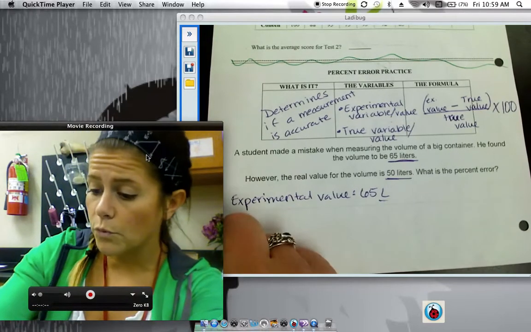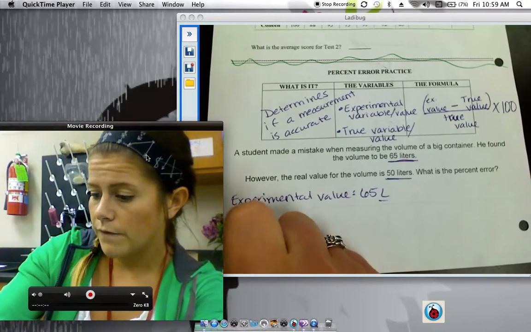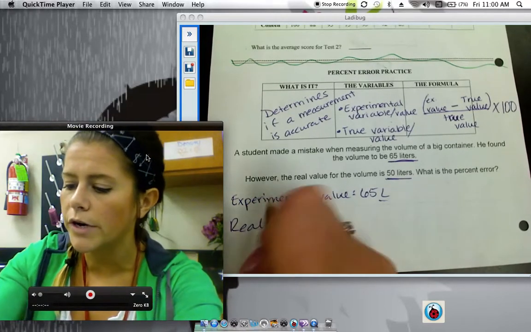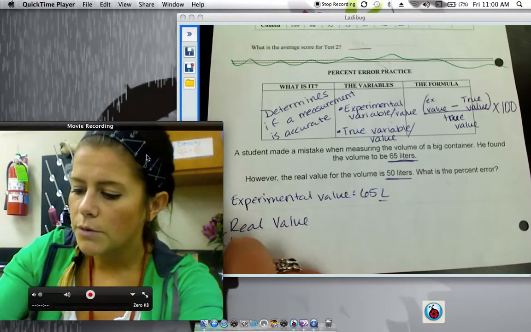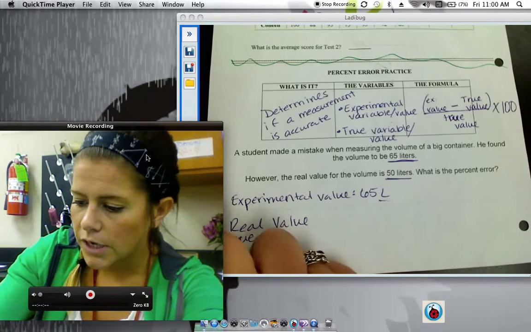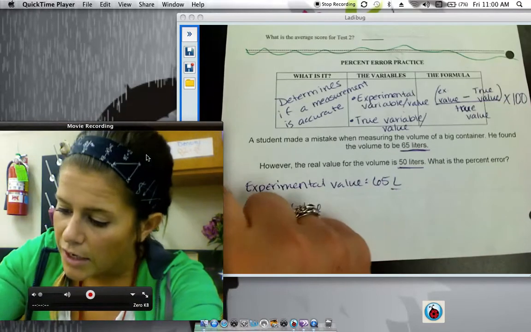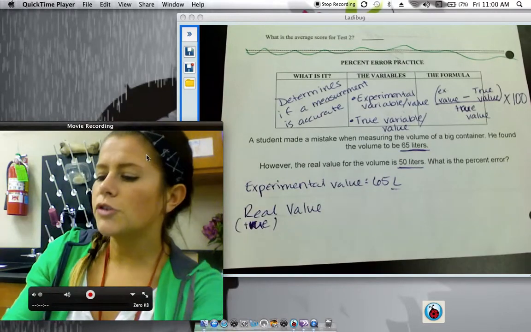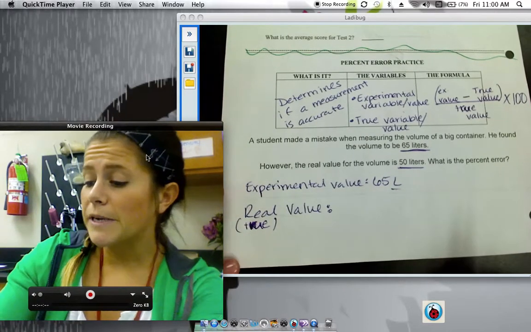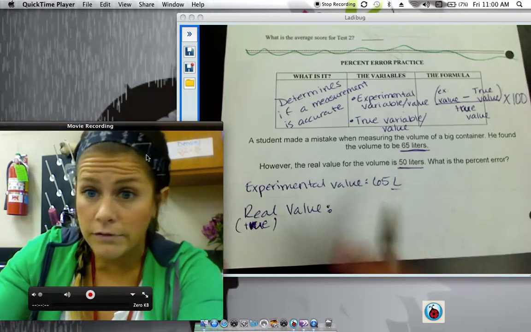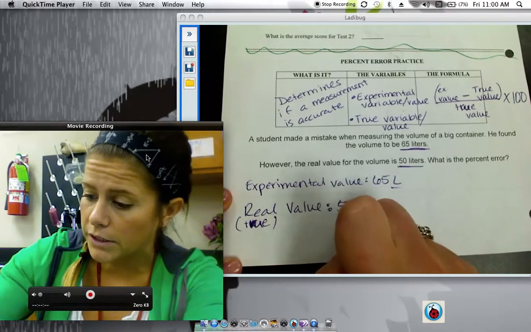Then we have the real value, or we called it the true value before. Let's make sure we put true in here so you remember. So real or true. Don't ask me why I can't spell that today. So the true value is basically what is accepted. And it says the real value, it tells you, is 50 liters.